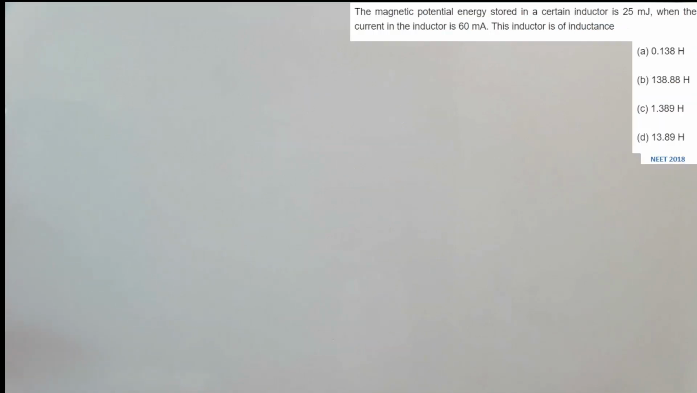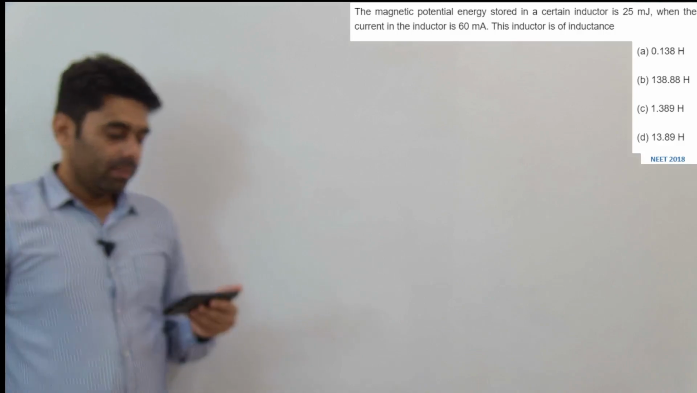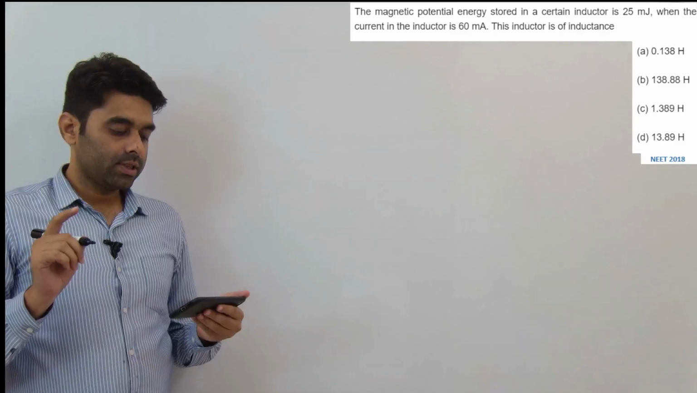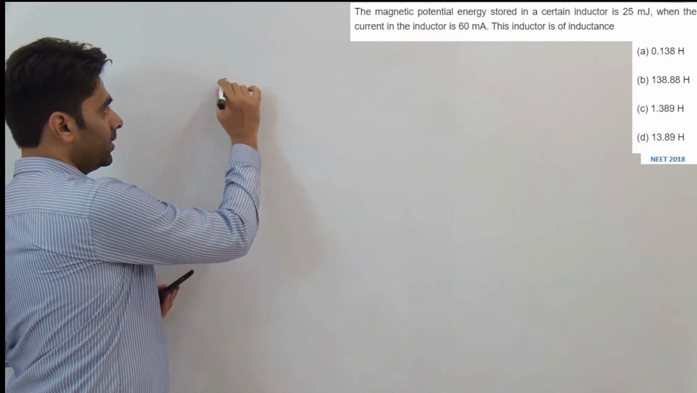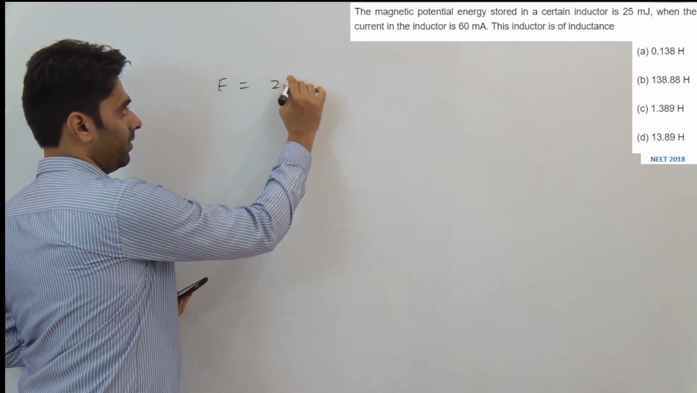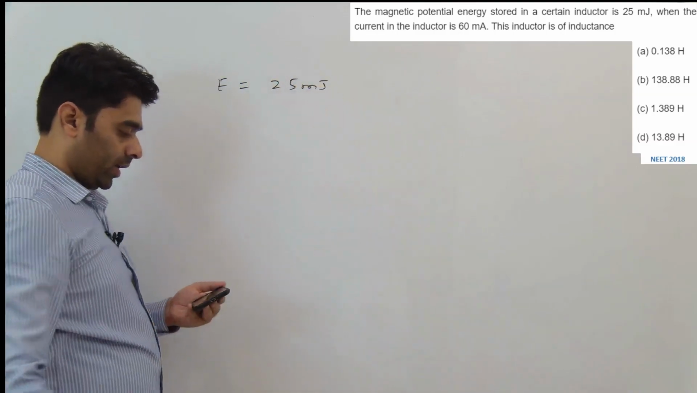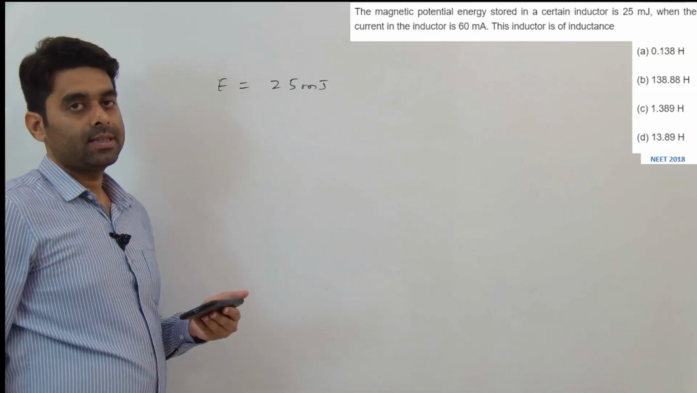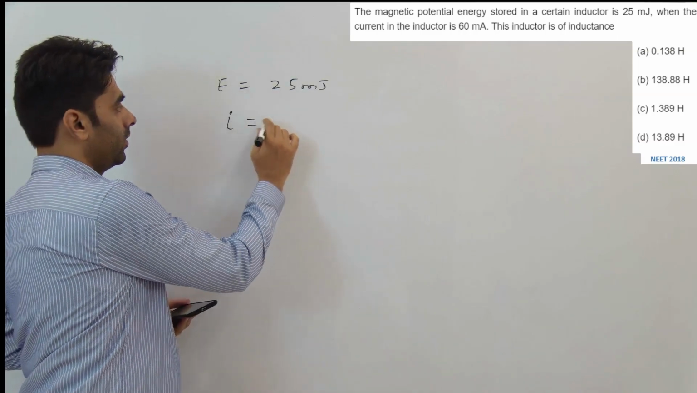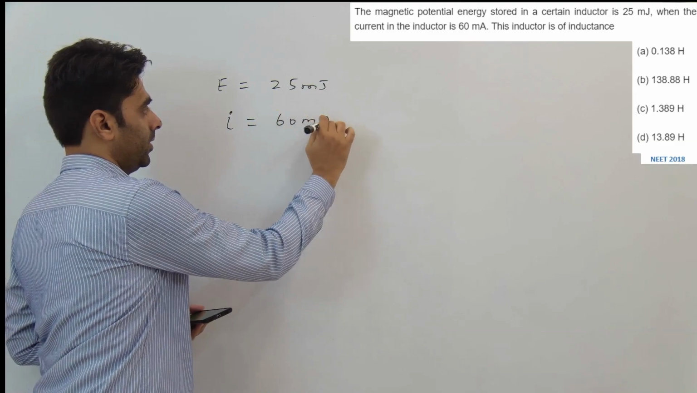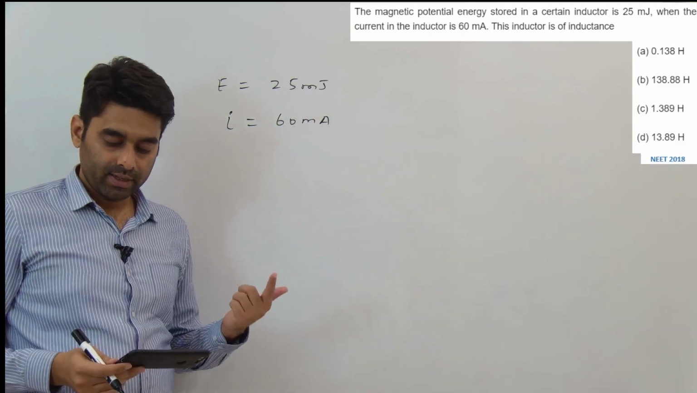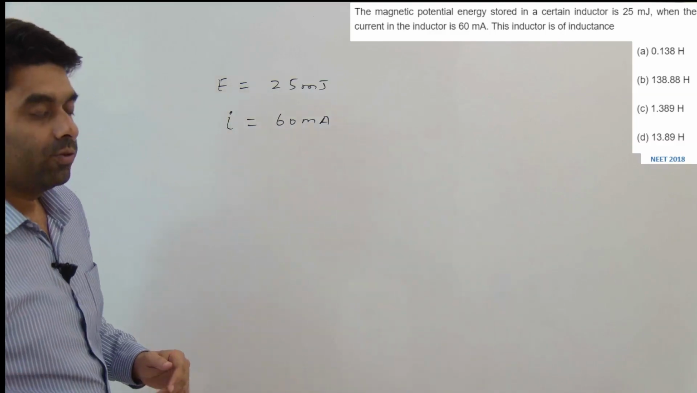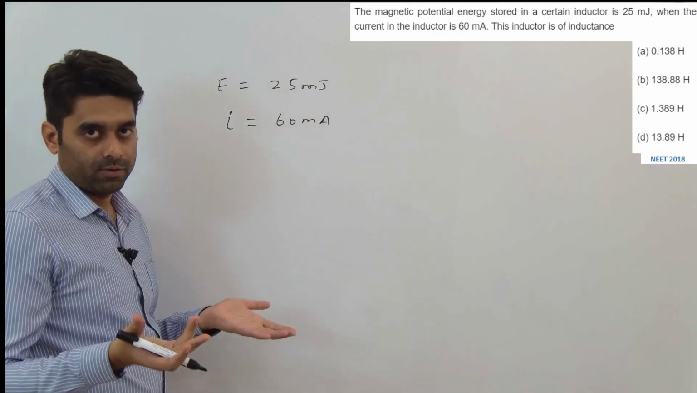Yeah. Question we have is, the magnetic potential energy stored in a certain inductor is 25 millijoule. So energy is 25 millijoule. Okay. When the current in the inductor is 60 milliampere, I is 60 milliampere, then the inductor is of inductance. So inductance, they are asking us. 4 options are given. First of all, what is energy? Already we saw in the first question itself.